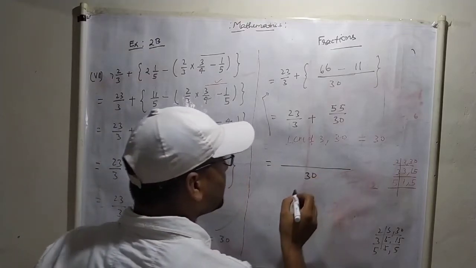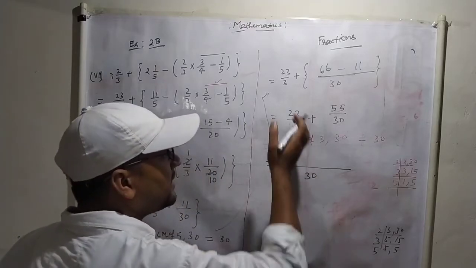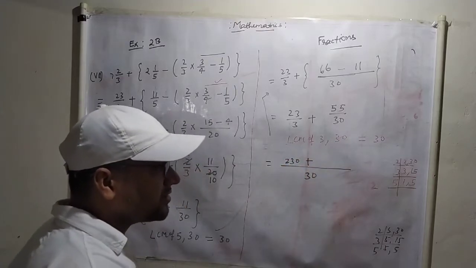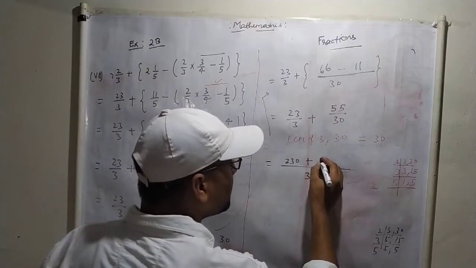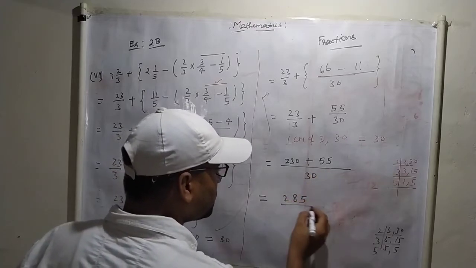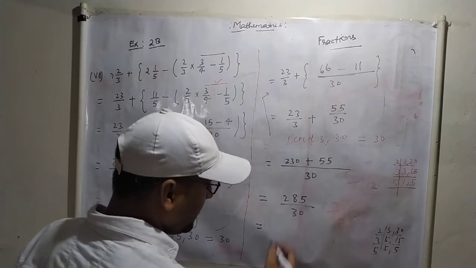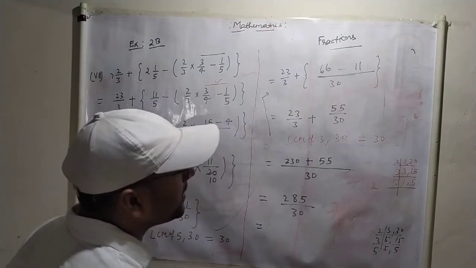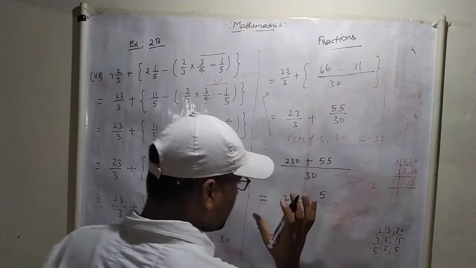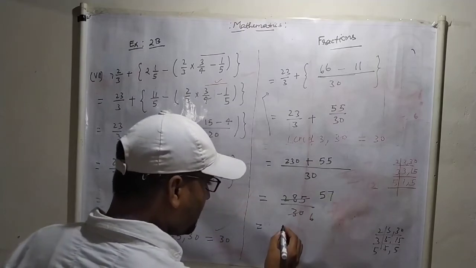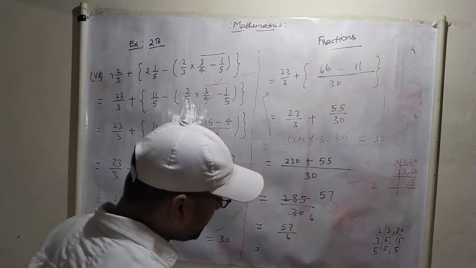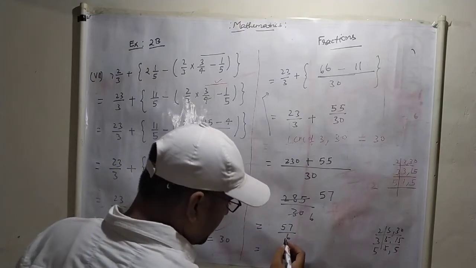Then 30 is there. By 3, if you divide this 30, you get 10, and 10 is multiplied into 23, you get 230 plus. By 30, if you divide this 30, you get 1, and 1 is multiplied into 55, you get 55. Add this one, 5, 5, 3, 8, and 2, 285 upon 30. And if it is cancelled out by any numbers, I think it is cancelled out by 5. 5 6s are 30, 5 5s are 25, 3, 5 7s are 35, 57 upon 6, and the numerator is greater than the denominator, so change it into a mixed fraction.